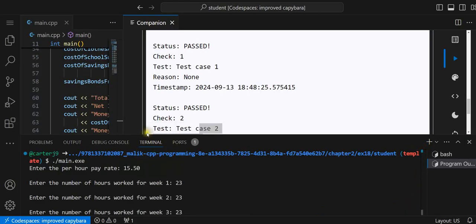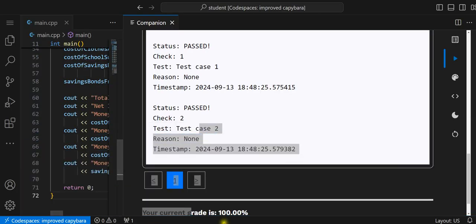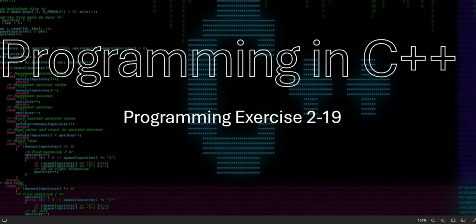All right, so let's go. That's all for this one. We'll start on the next one right after this.